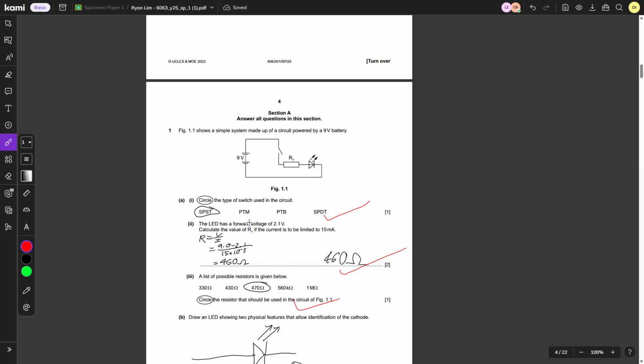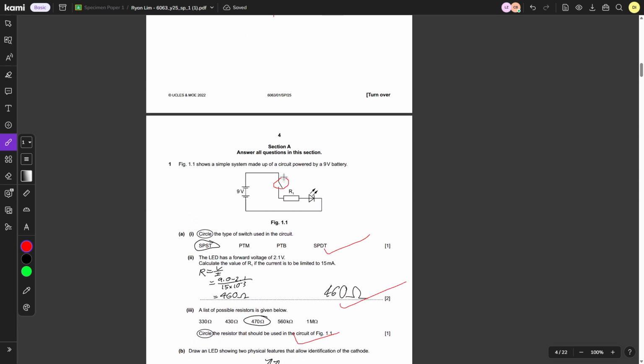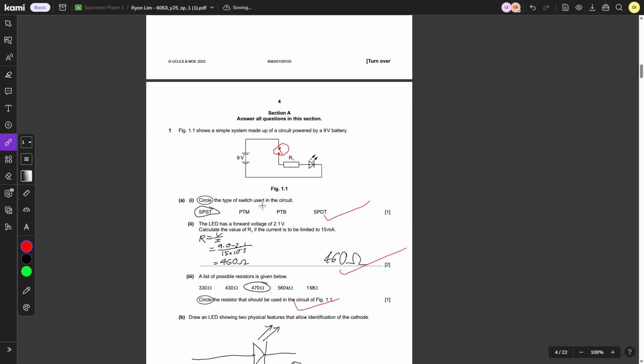Okay, so figure 1.1 shows this basic circuit. Then circle what this switch is. And this is a single pole, single throw, because it has one pole and it has one throw, so that's why it's SPST. So it's right here.